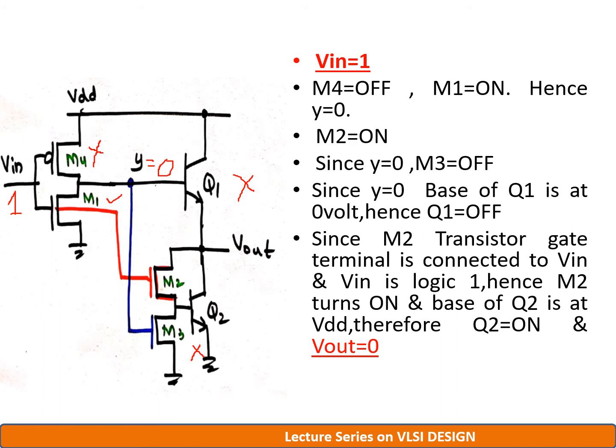hence this M3 will be in off state, and the M2 transistor gate is connected to Vin. Since Vin is 1, the M2 transistor will turn on, hence the base of Q2 is shorted to Vin, that is VDD is available at the base of Q2, hence Q2 will turn on and the output node will discharge to 0, that is, we will get Vout as 0. So when input is 1, we'll have Vout equals 0.